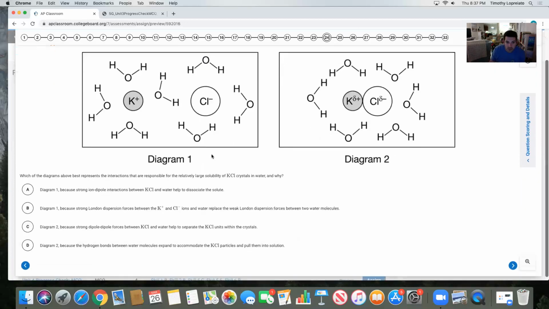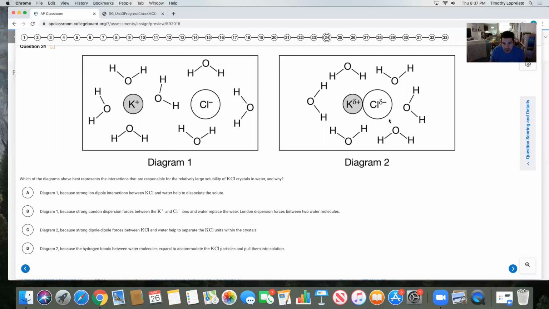Question 24. Ooh, diagram 1, we got KCl. Diagram 2, we got KCl. I'm already liking diagram 1 over diagram 2. I'm gonna bet we're gonna be asked why. All right, which of the diagrams above best represents the interactions that are responsible for the relatively large solubility of KCl crystals in water, and why?